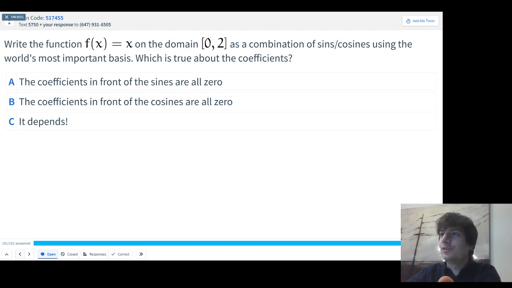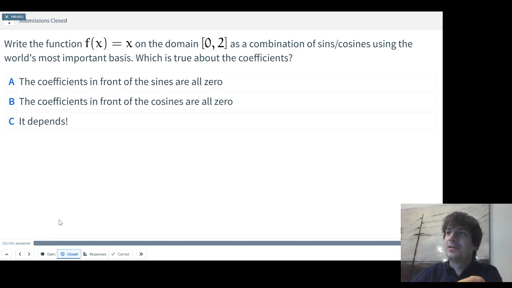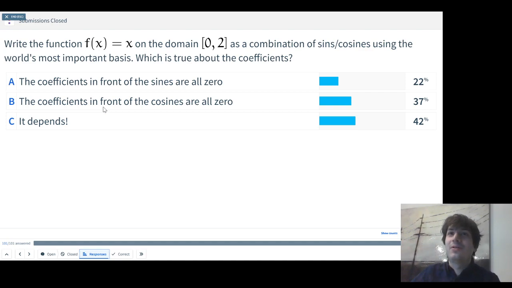I'm going to reveal the answers. Top Hat closed. Let's see, what do people say? So a little bit of a split here. 22% of people think the coefficients in front of sine are 0. 37% of people think the coefficients in front of cosine are 0. And 42% of people think it depends. So we did this last time.